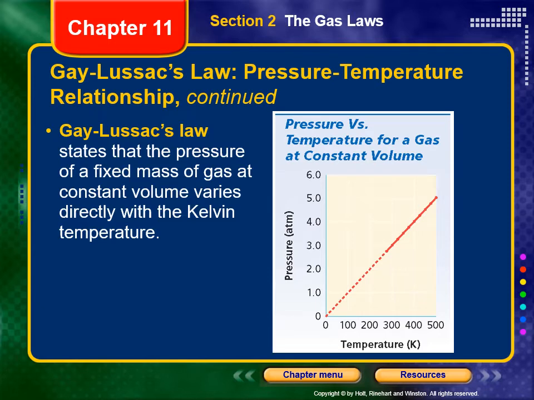Don't forget that the temperature has to be in Kelvin. To get Kelvin from Celsius, you add the number 273.15. We rounded to 273, close enough.